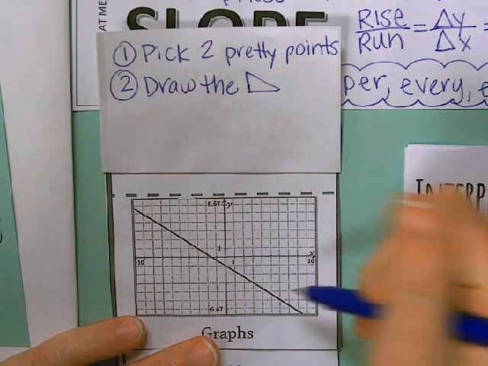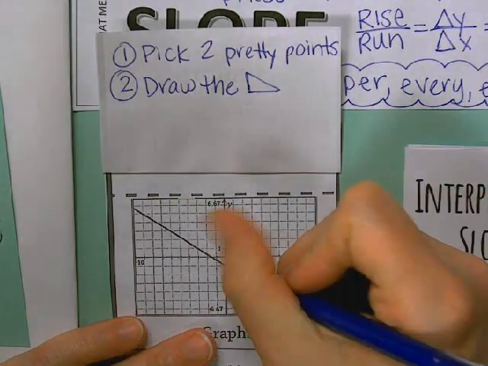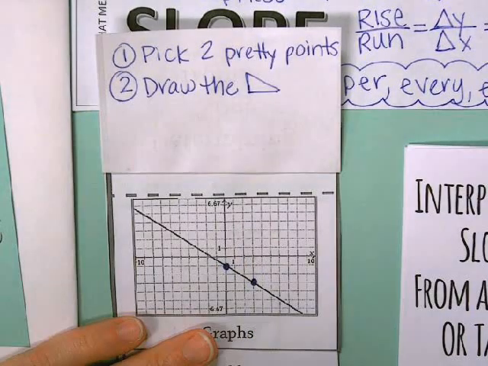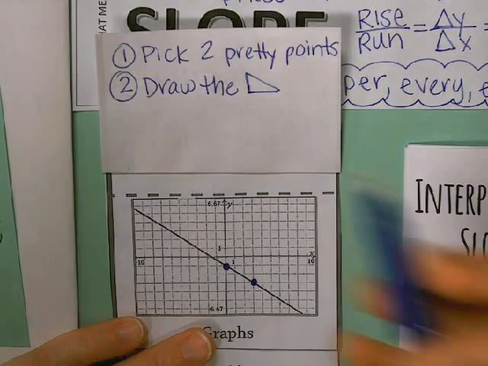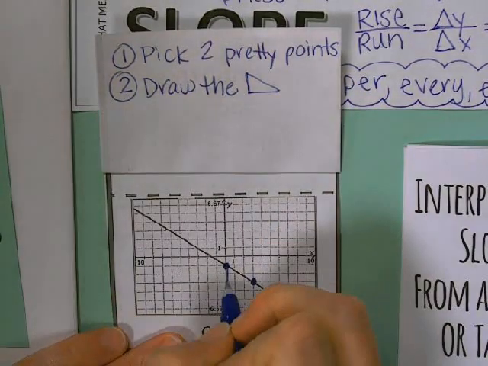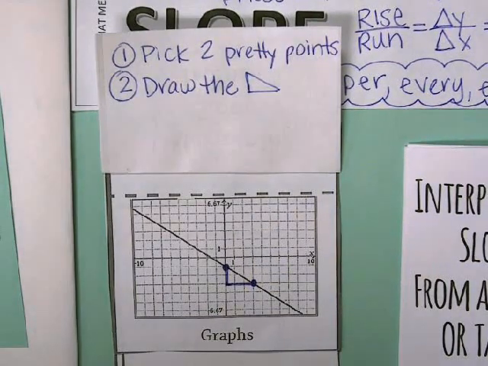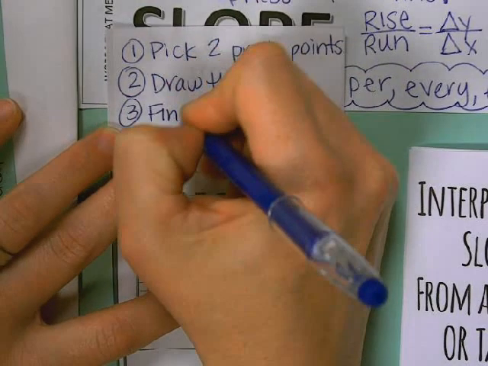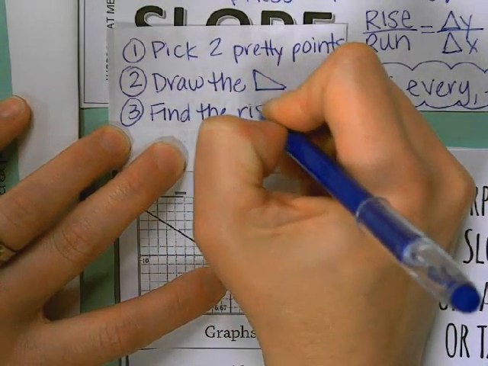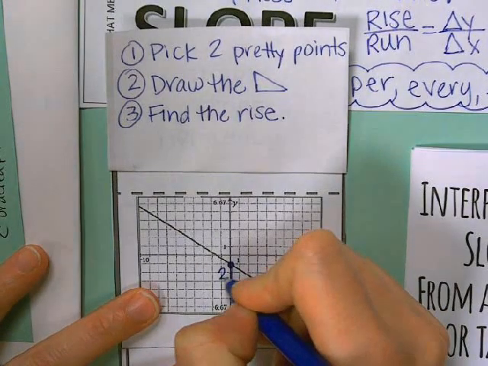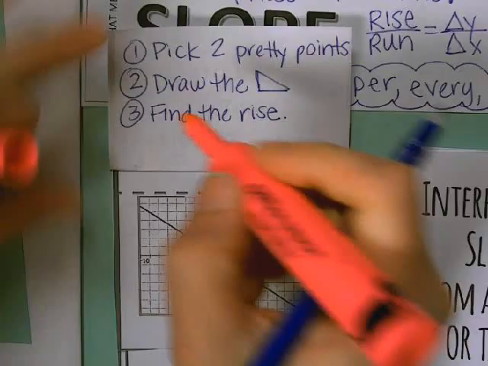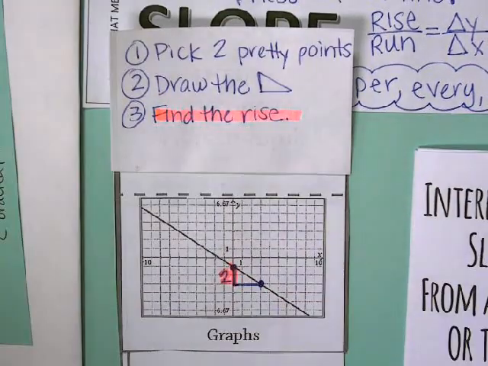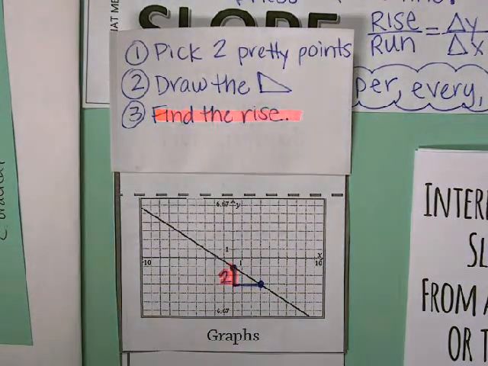Let's look at this graph here and pick two pretty points. We're going to pick this one right here maybe, and this one right here. Those are two pretty points. Then we're going to draw the slope triangle, which is like that. So now we have our slope triangle. Then we're going to find the rise. So the rise is 2. I'm going to color that pink. Find the rise, color it pink.